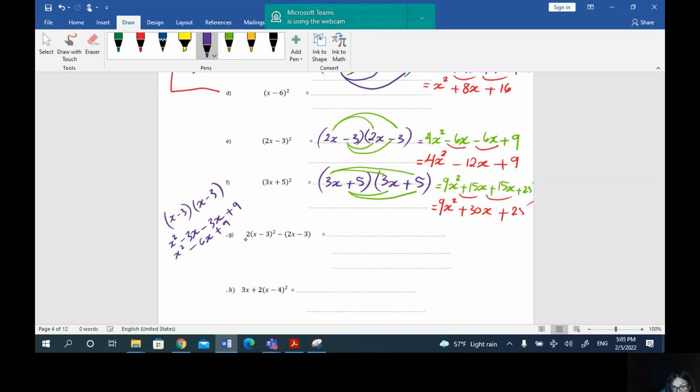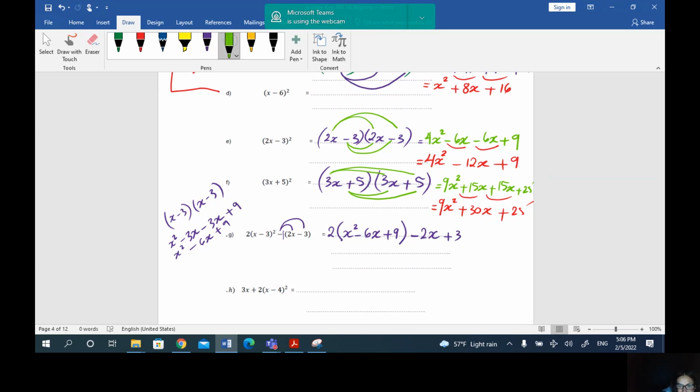Accordingly, the 2 is still out. We got rid of the squared here. So it will be 2 times x squared minus 6x plus 9 minus, now this minus will be inserted into this bracket. So minus, as if there is a 1 here, minus 1 times 2x, it's minus 2x. Minus 1 times minus 3, it's plus 3.